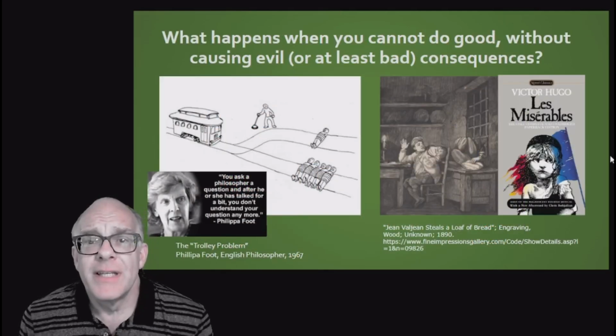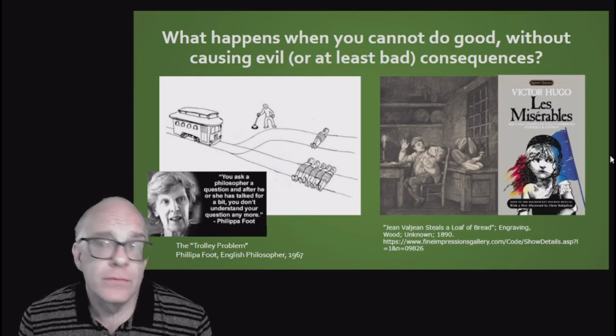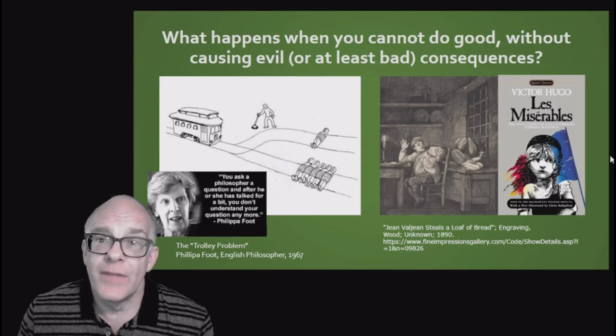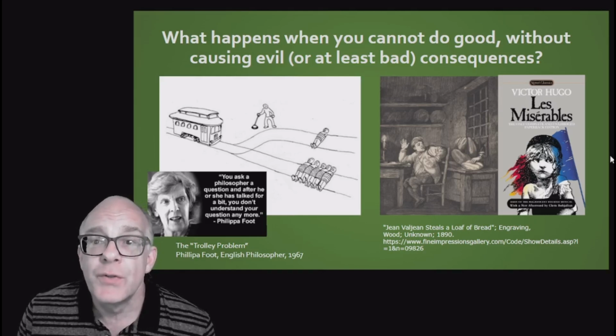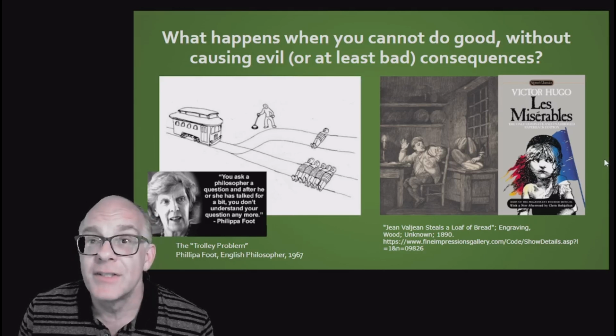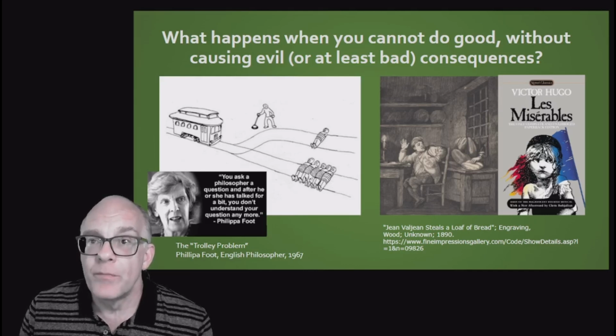So what happens in this concept of the doctrine of double effect? What happens when you cannot do good without causing evil, or at least something bad, to happen as a consequence? An example of this that's often used in philosophical and ethical discussions is the trolley problem, originally put forth by English philosopher Philippa Foot in 1967. You've got a trolley that's coming down the track, and if you don't do something, 4 people are going to die, or at least an increased number of people are going to die.